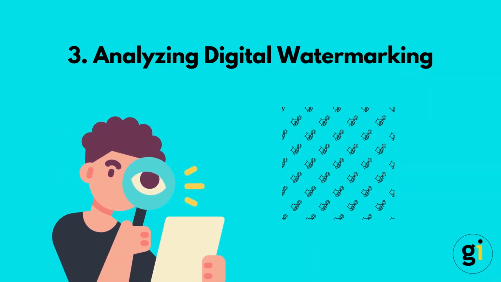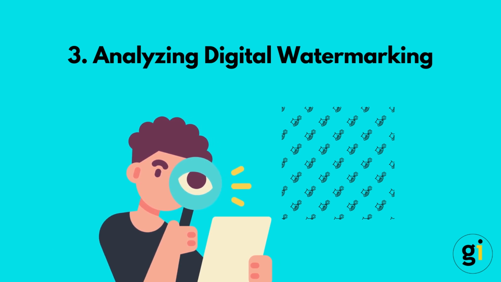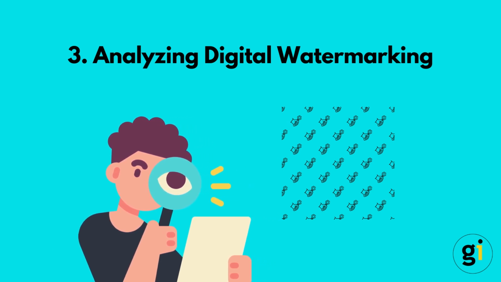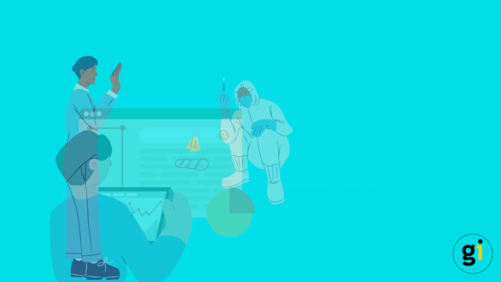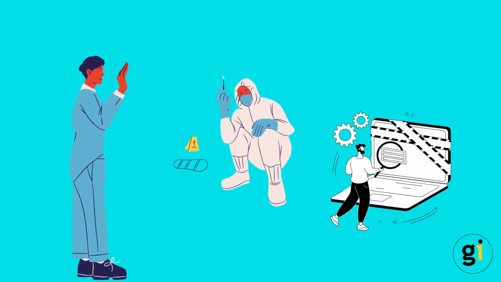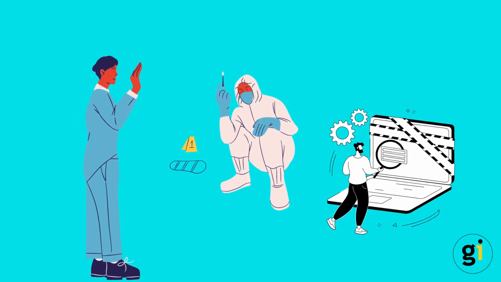3. Analyzing digital watermarking. Digital watermarking is a technique used to embed information within multimedia files for copyright protection or authentication. In the lab exercises, we will explore different types of digital watermarks, their extraction methods, and the implications they have on multimedia forensics.